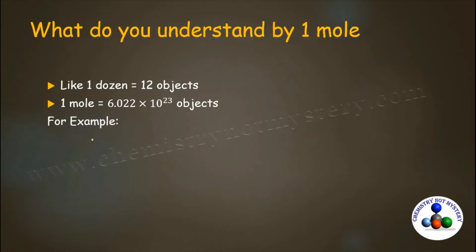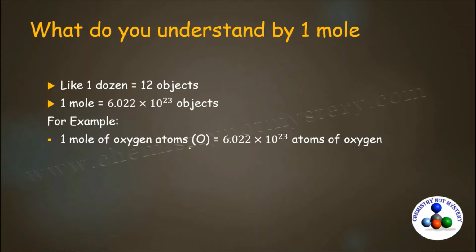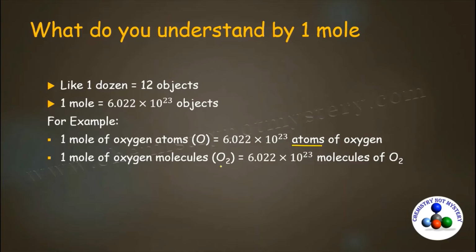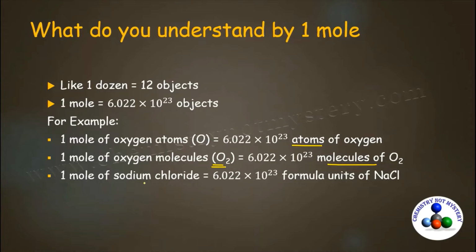For example, 1 mole of oxygen atoms means 6.022 × 10^23 atoms of oxygen. 1 mole of oxygen molecules means O2. It means 6.022 × 10^23 molecules of oxygen. If I say 1 mole of sodium chloride, it means 6.022 × 10^23 formula units of NaCl. We use formula unit for ionic compounds only, that I have discussed in my previous video.